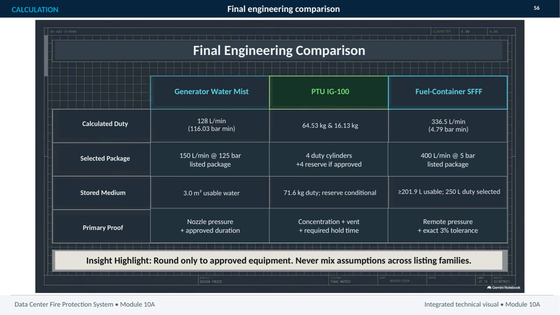The fuel container SFFF case requires 336.5 liters per minute at a minimum of 4.79 bar. The selected package provides 400 liters per minute at 5 bar, with at least 201.9 liters usable and 250 liters selected for duty. The key engineering rule is to round only to approved equipment and never mix assumptions across listing families. Each system must be validated against its own pressure, duration, concentration, and proportioning requirements.